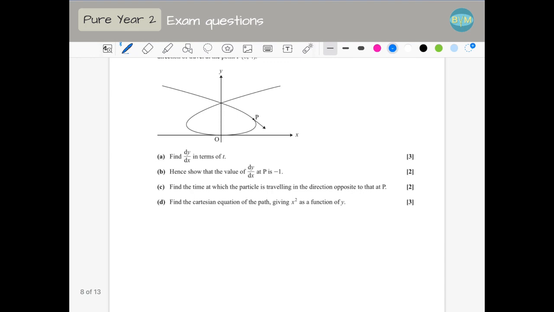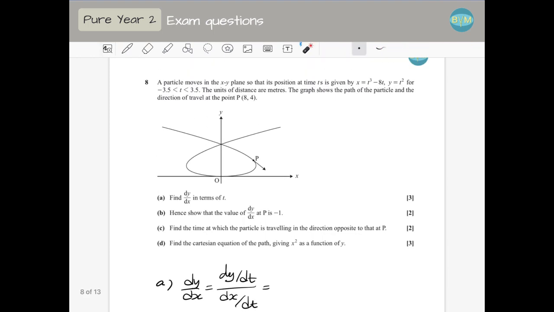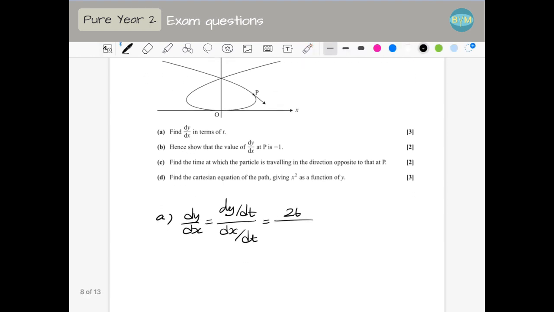So remember how to differentiate parametric equations. dy by dx is equal to dy with respect to the parameter divided by dx with respect to the parameter. So it's quite simple. y is t squared, so dy by dt is 2t, divided by the derivative of x, which is 3t squared minus 8. And that's the expression. We cannot do much more with this one.